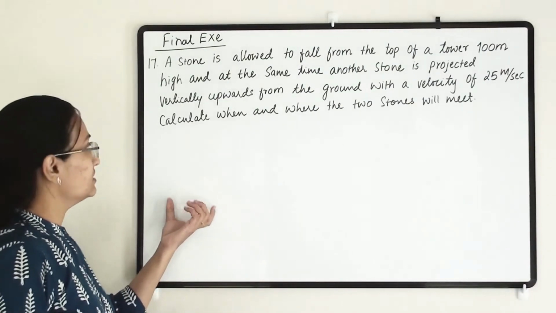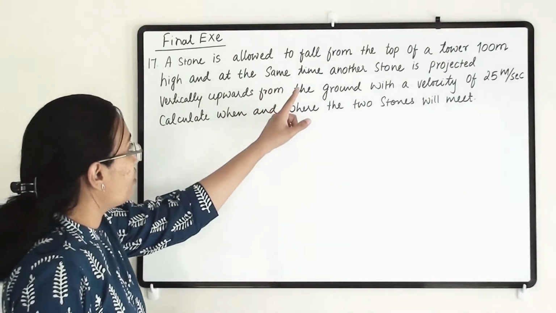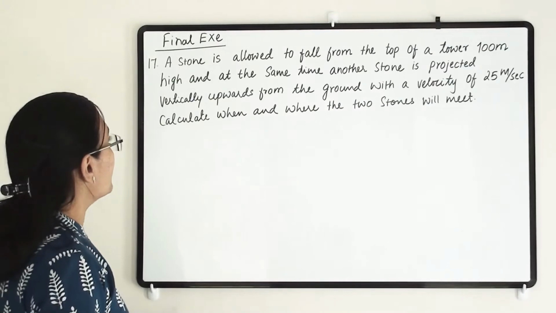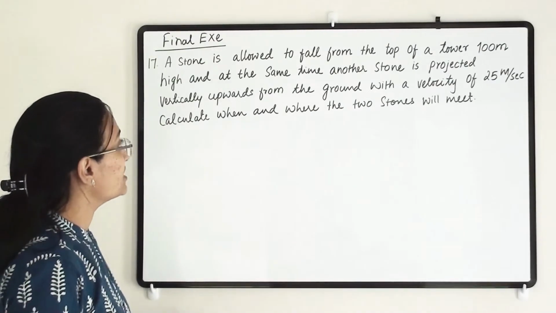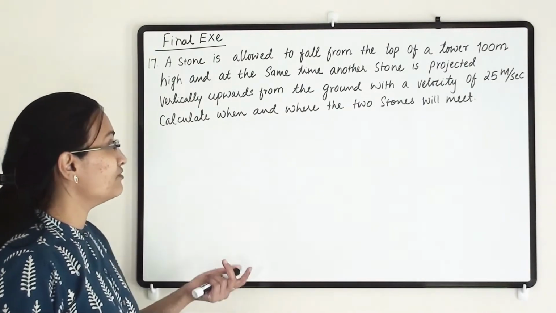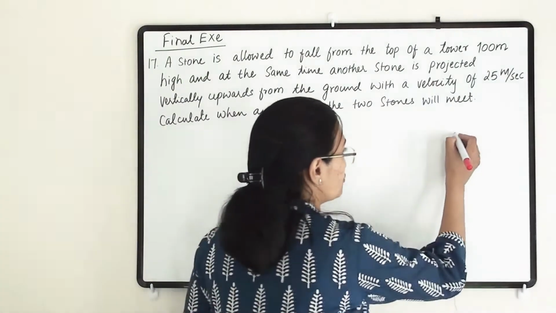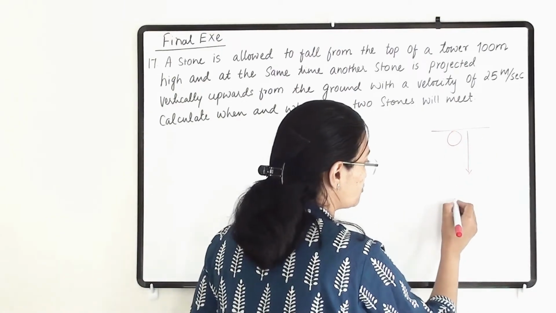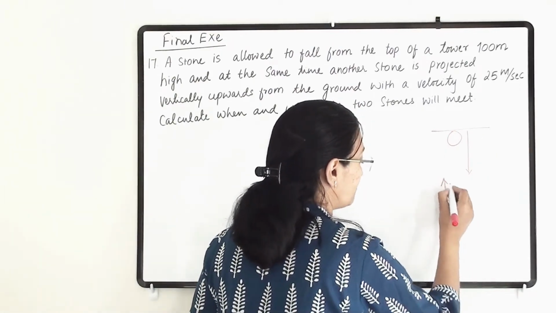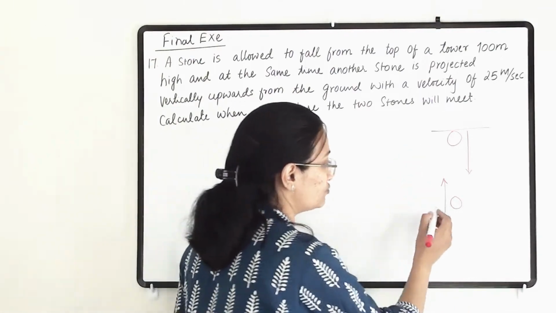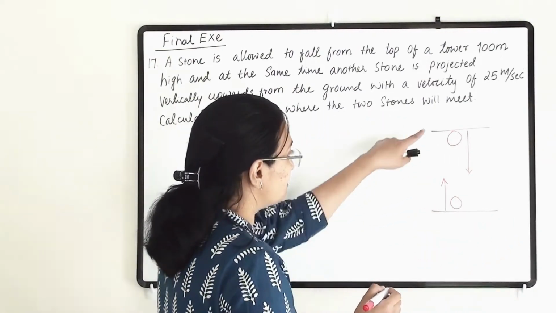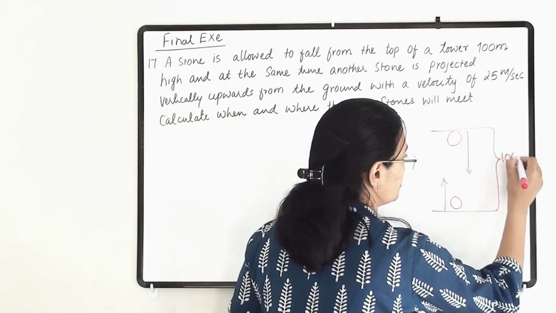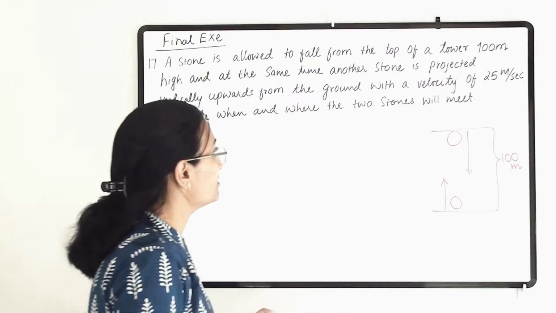Question number 17. A stone is allowed to fall from the top of a tower that is 100 meters high, and at the same time another stone is projected vertically upward from the ground. So two stones are there, one that is falling from the top and one stone we are throwing upward. So two different stones are there and this total height is 100 meter. This tower is 100 meter.